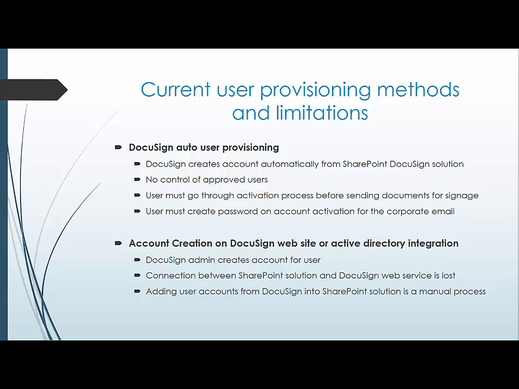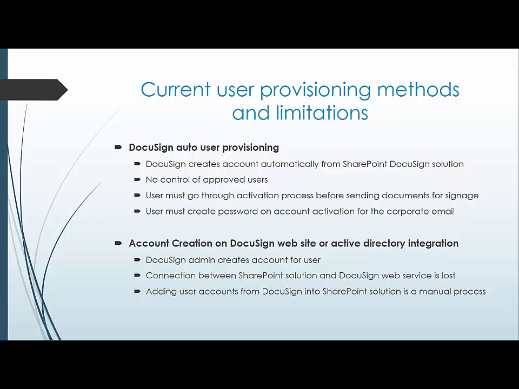The other methods provide more control over who is allowed to create an account and send documents for signature. The IT team or an administrator governs the account creation process by either Active Directory permissions or going to the DocuSign admin portal and creating the user.